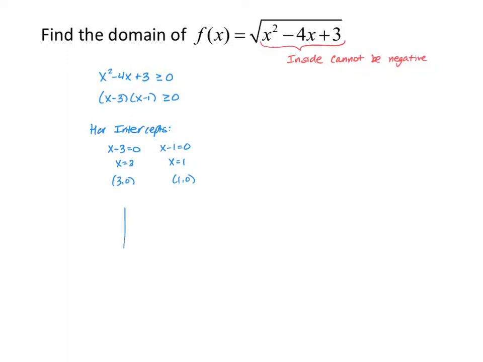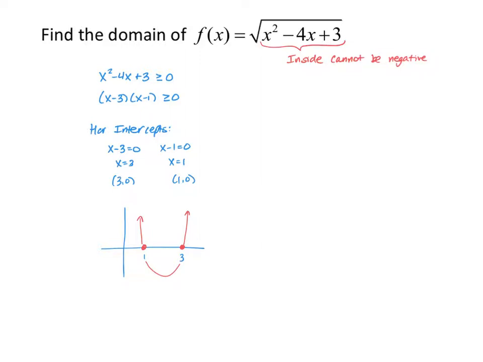So if you picture that graph, here's 1 and 3. We know that we have these horizontal intercepts at 1 and 3, and this is a quadratic. So just picture your parabola, your U-shaped graph that opens upward. You could also graph that function on your calculator or on Desmos.